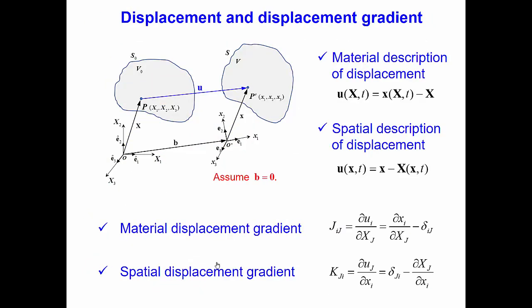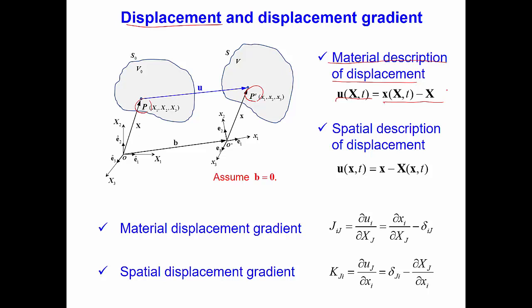Now we are going to study how to describe the displacement. Of course, the displacement is the geometric description of the difference in coordinates of 2 points, that is P prime and P. And there are 2 ways of describing the displacement mathematically. The first one is the material description of displacement. In this method, the displacement is described by a function of the initial coordinates, the material coordinates.